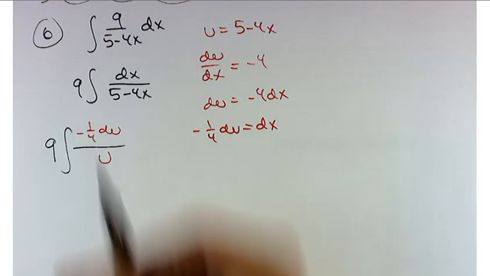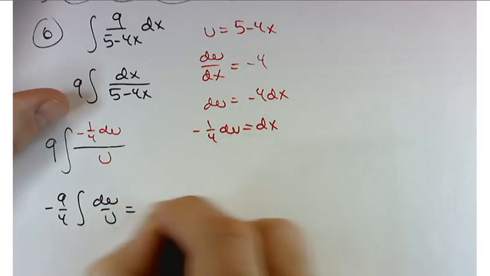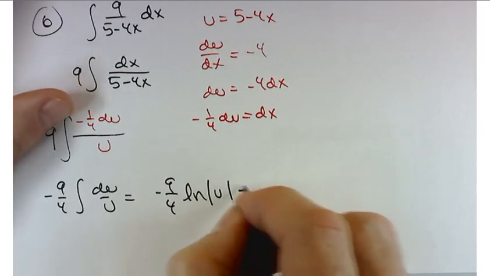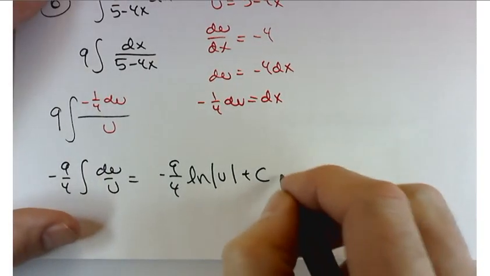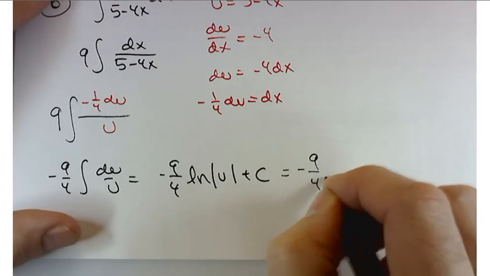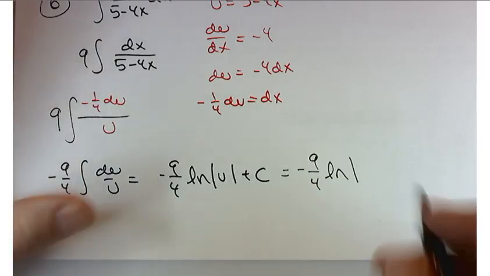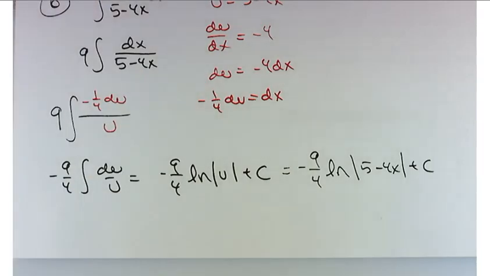You can, if you want, take an extra step and take this constant out in front. Negative 9/4 integral of du over u, which is negative 9/4 times the ln of the absolute value of u, plus your constant. Got to keep that constant around. So negative 9/4 times the ln of the absolute value of 5 minus 4x, plus your constant. Nice. How are we looking on that one? Okay? All right.